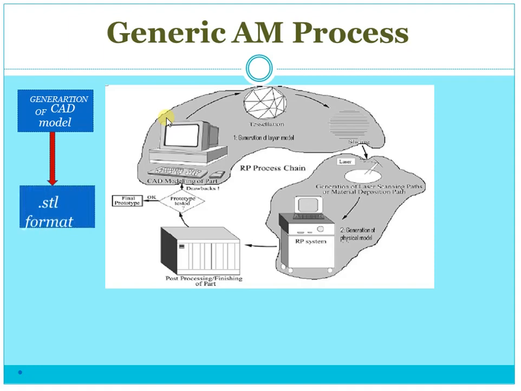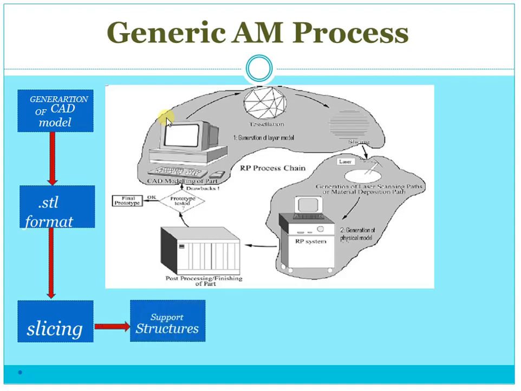After generation of the CAD model, you have to convert it into STL format. STL stands for standard tessellation language or standard triangular language. It's very popular for 3D printing. After STL format, you have to go for slicing. Then after slicing, you have to give support to the structures because some parts are overhanging in nature. For overhang parts, you have to give the support.